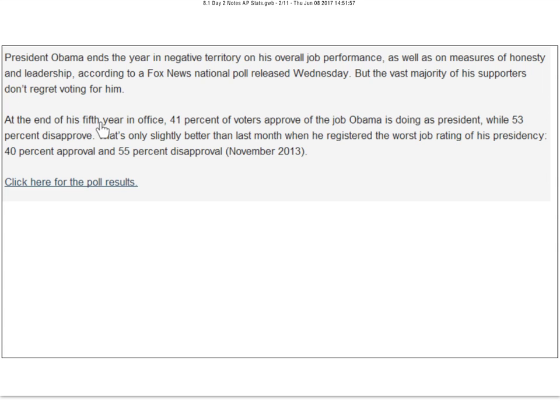Let me show you. What was reported is right here. At the end of his fifth year in office, 41% of voters approved the job Obama is doing as president, while 53% disapprove. What you're seeing here reported are actually the point estimates and not actual confidence intervals. Well, where are they getting this data? You want to question this type of stuff.